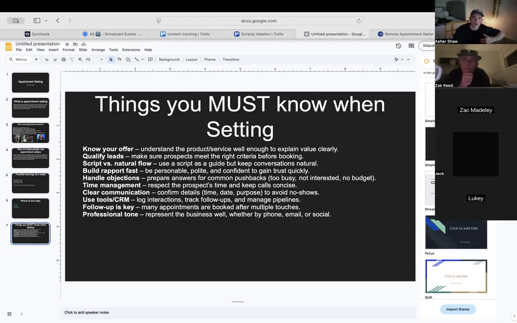Never push someone through to the pipeline if they're just half interested, because they'll never close. So, script versus natural flow. Use a script as a guide, but keep the conversation natural. I would say stay away from scripts, but just learn it and stay to more of a framework.